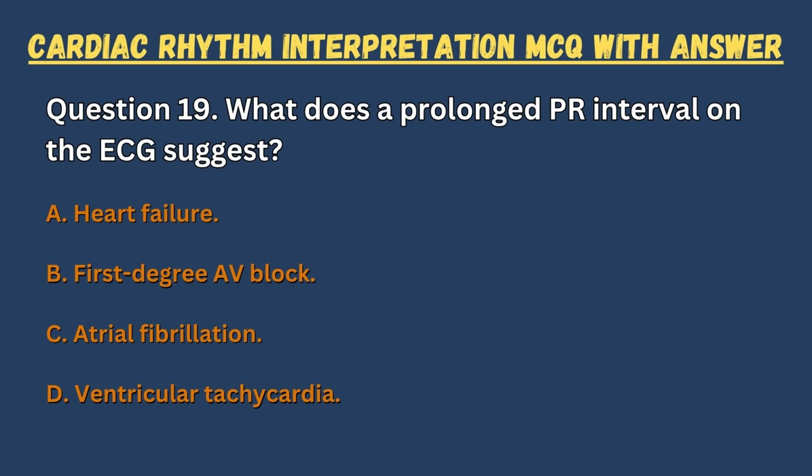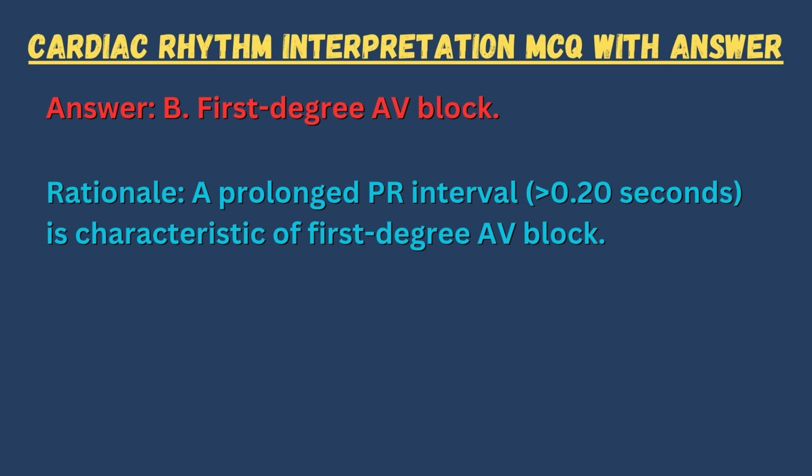Question 19. What does a prolonged PR interval on the ECG suggest? A. Heart failure. B. First-degree AV block. C. Atrial fibrillation. D. Ventricular tachycardia. Answer: B. First-degree AV block. Rationale: a prolonged PR interval greater than 0.20 seconds is characteristic of first-degree AV block.